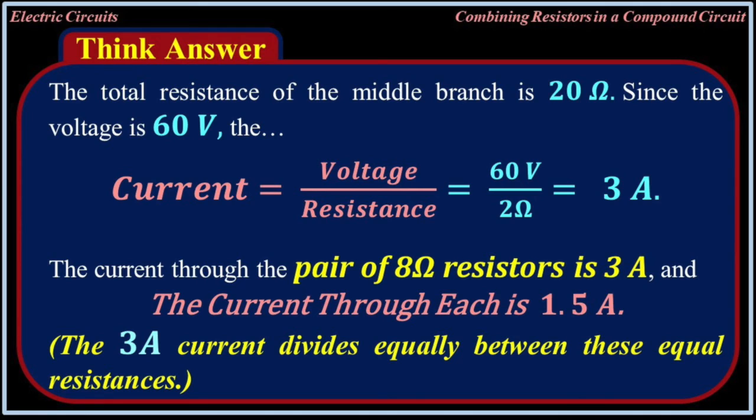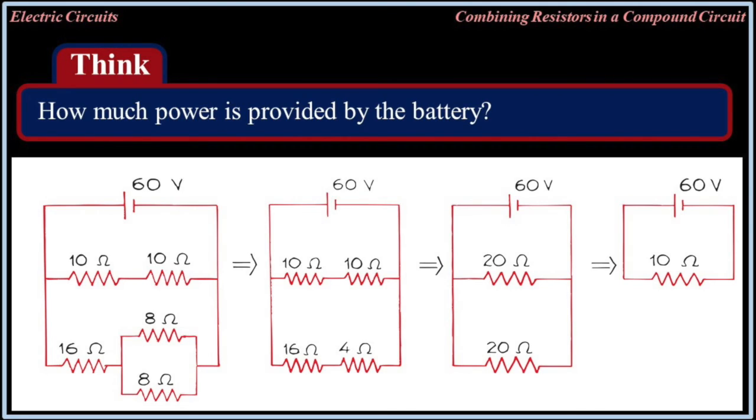The total resistance in the middle branch is 20 ohms. Since the voltage is 60 volts, the current equals voltage divided by resistance, which is 60 volts over 20 ohms, equals 3 amps. The current through the pair of 8 ohm resistors is 3 amps, and the current through each is 1.5 amps. The 3 amp current divides equally between these equal resistances. How much power is provided by the battery?